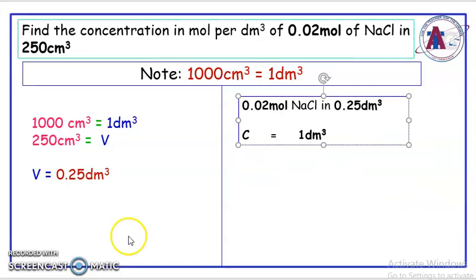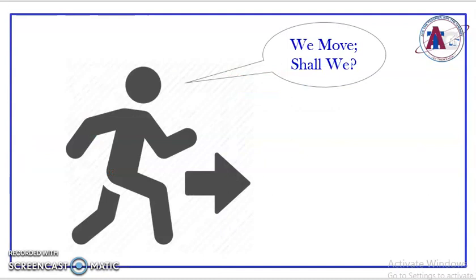Any question? Good. Therefore, with this, you know how to convert cm³ to dm³ and now find the concentration. In our next video, we are going to find the relationship between mass concentration and molar concentration, so that if you are given mass concentration, you can use it to find molar concentration.